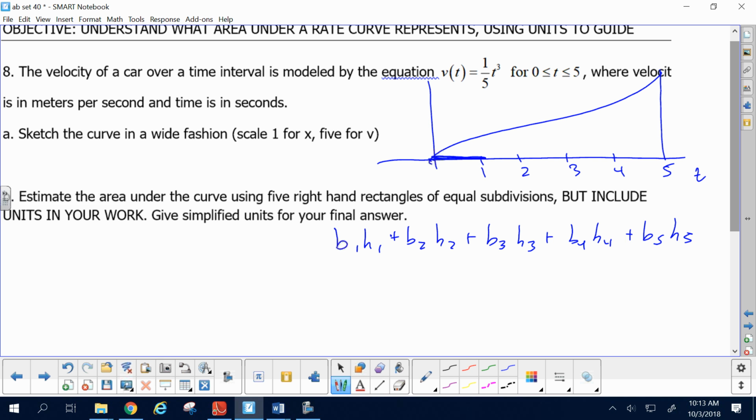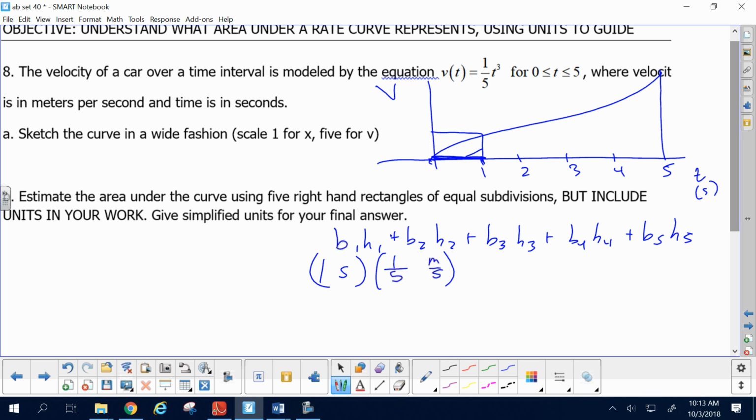This is time in seconds. So it's 1 second, right? The height, it's right-hand rectangles. So the right-hand rectangle would be using the velocity at 1. You tracking? What is the velocity at time 1? 1/5. What are the units on velocity? Meters per second.